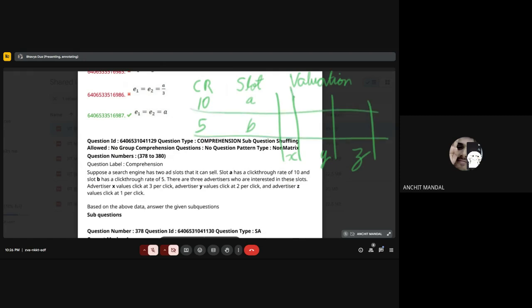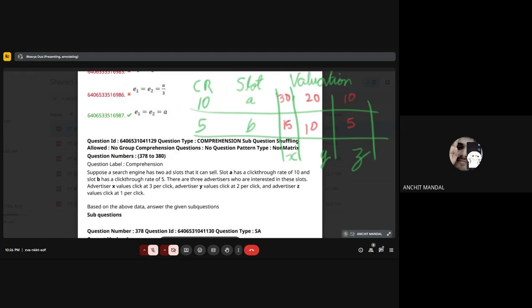So the company selling the ads will sell to the highest player first. The highest click through will go to the highest paying advertiser. Since X values clicks at 3, X will value this one at 30 and this one at 15. You don't need to calculate that. They'll only go for the first one. Then the second one would be 2 and 5. So the second slot goes to the second highest player, and there's no more slot, so the third advertiser gets nothing.